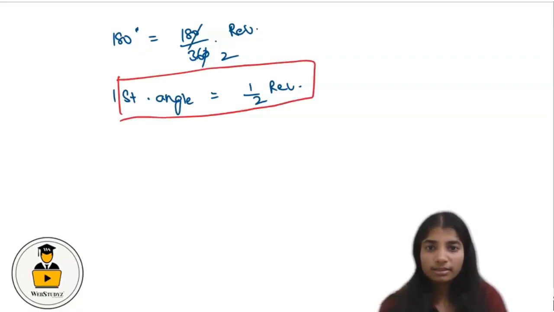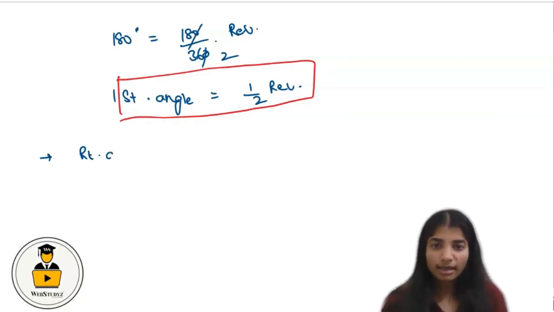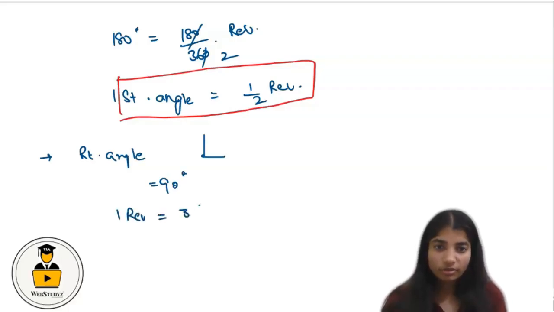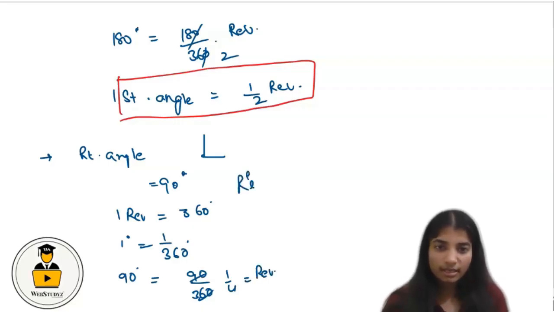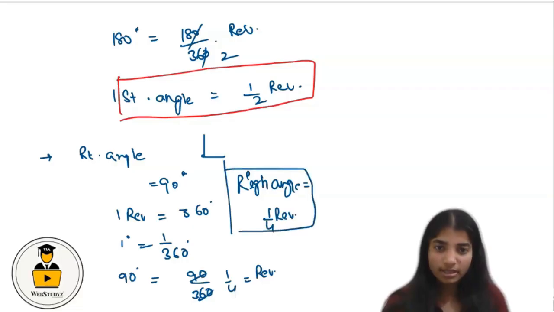Now next we are considering the right angle, which is equal to 90 degrees. We know that one revolution is equal to 360 degrees, so 1 degree is equal to 1 divided by 360 of a revolution, as we discussed above. So 90 degrees is equal to 90 divided by 360, that will be equal to 1 divided by 4 of a revolution. So the right angle is equal to one fourth of a revolution.